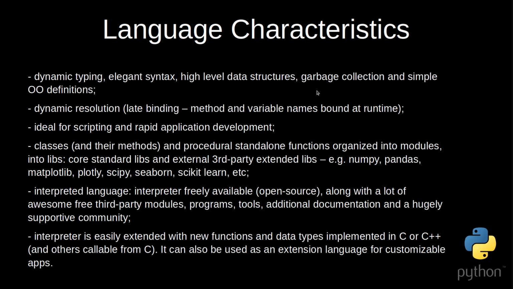Python also has garbage collection and simple object-oriented definitions. For example, as in Java, it has inheritance. Actually, it supports multiple inheritance, differently from Java, which only supports single inheritance. It has polymorphism, dynamic linkage, and all those common object-oriented properties for any language that supports object-oriented programming.